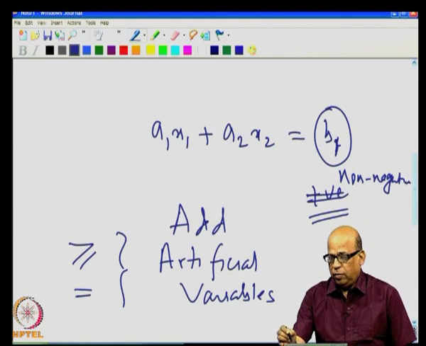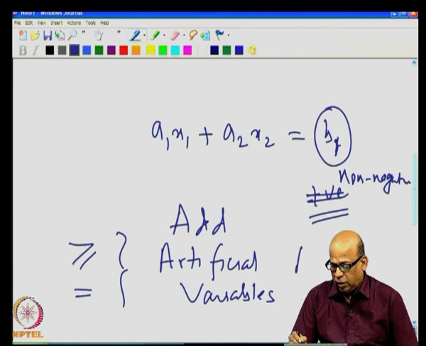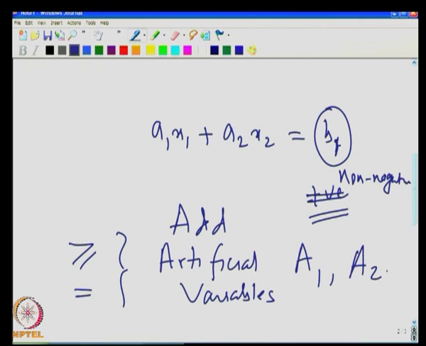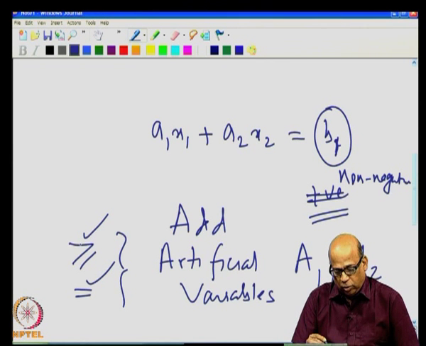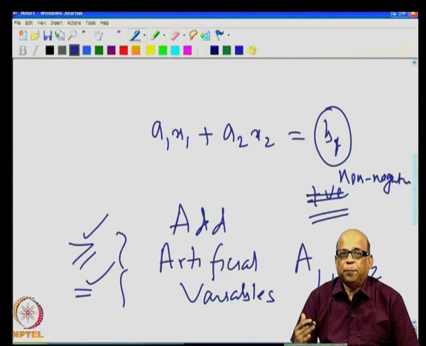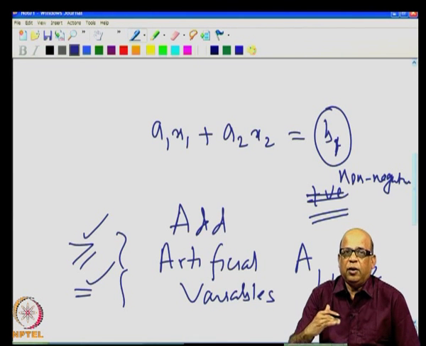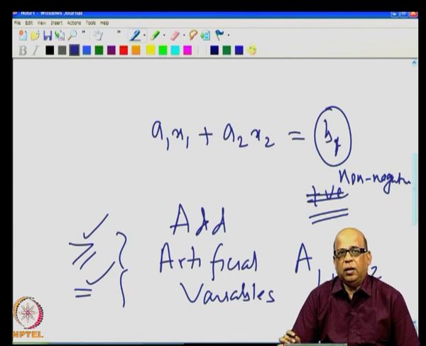Let us see what we do for the artificial variables, and these are typically denoted as A1, A2 and so on. So, you add one artificial variable corresponding to each of the greater than or equal to and equality constraints. Let us say that you had two greater than or equal to constraints and one equality constraint. Corresponding to the first one, you add A1, corresponding to the second greater than or equal to, you add A2, corresponding to the equality constraint, you add A3. Like this, you add one artificial variable associated with each of the greater than or equal to and equal to constraints.